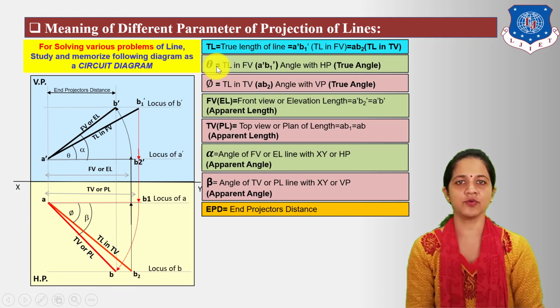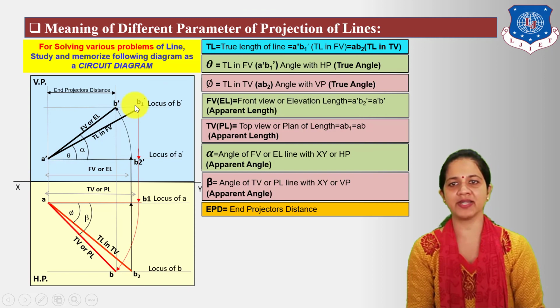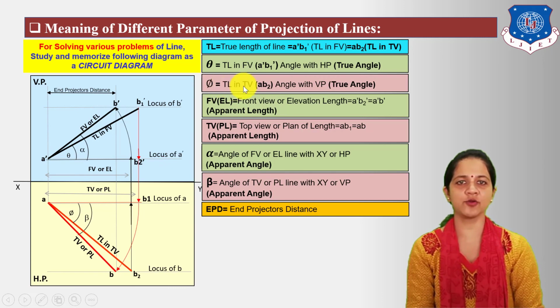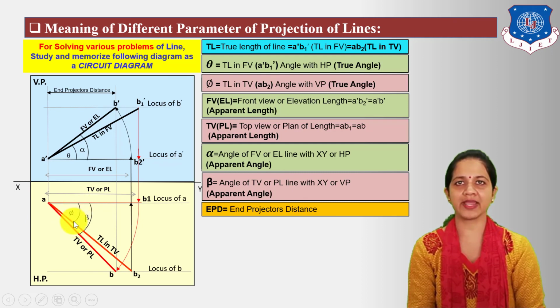Next, theta is equal to the angle of the true length in front view, A dash B1 dash, with HP, which is also called true angle. Here you can see A dash B1 dash, the true length in front view line, makes angle theta with HP or XY. Next, phi is equal to the angle of the true length in top view, AB2 line, with VP, which is also called true angle. Here you can see the AB2 line angle with VP or XY indicates the true angle phi.